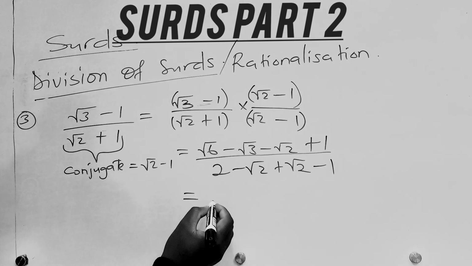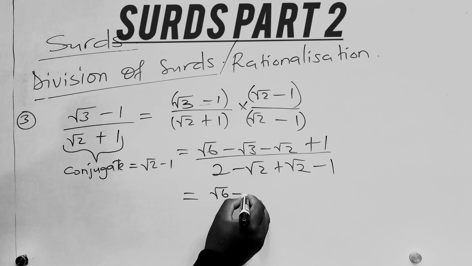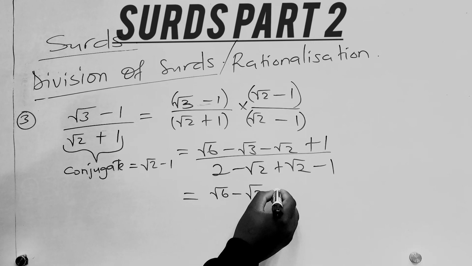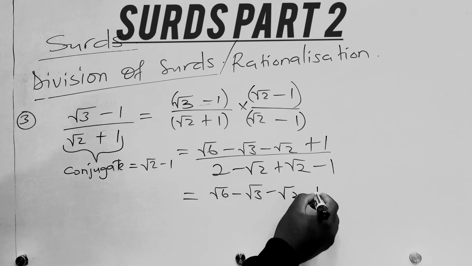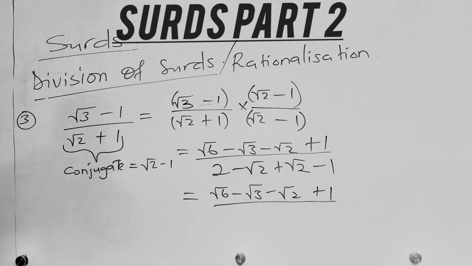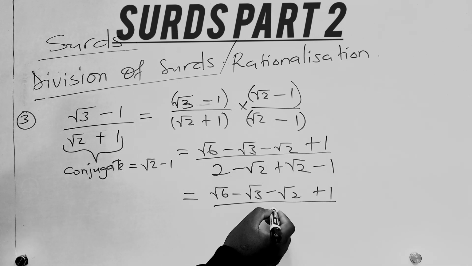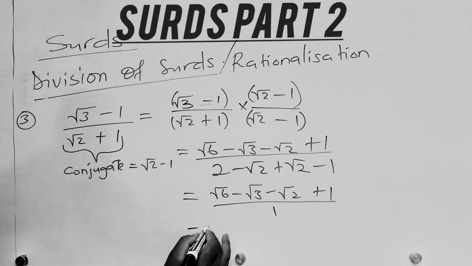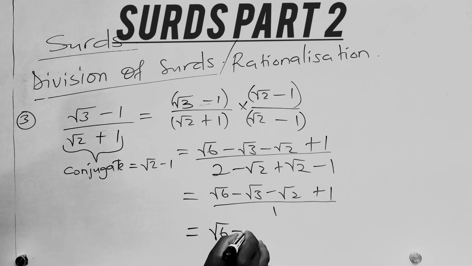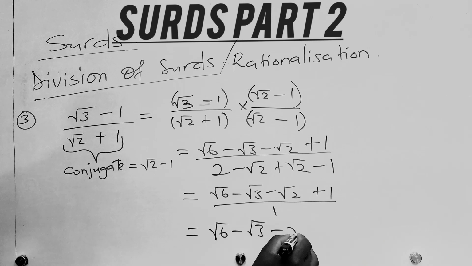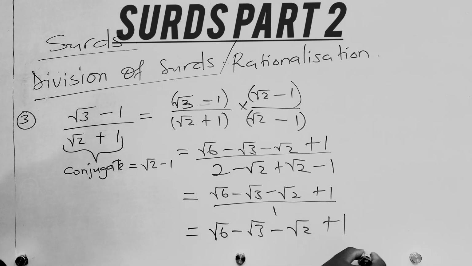So this will be root 6 minus root 3 minus root 2 plus 1, over minus root 2 plus root 2 gives us a 0. Then we're left with 2 minus 1. 2 minus 1 is 1. So our answer is root 6 minus root 3 minus root 2 plus 1.